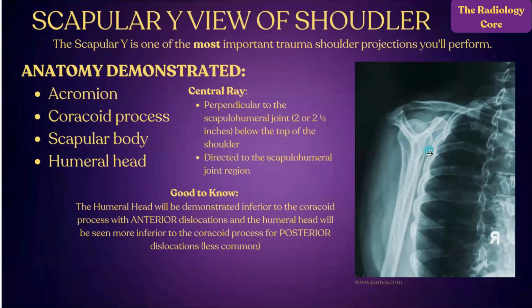That's if there's an anterior dislocation. If it is a posterior dislocation, you'll see the humeral head more underneath the acromion. Anterior dislocations are more common than posterior, but just know either one of those can happen. If that's a question on your boards, just know the difference between the coracoid and the acromion, because if you see the head more inferior to the acromion, make sure you know that that's more posterior. If it's more inferior to the coracoid, then it's an anterior dislocation.